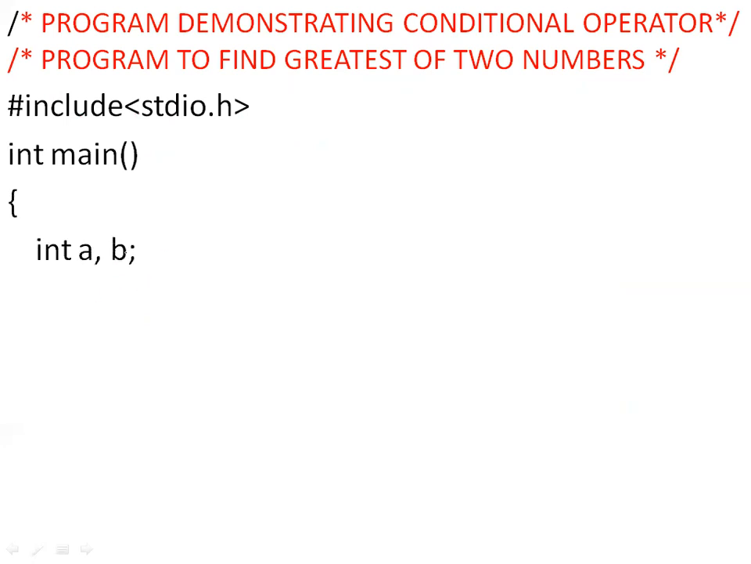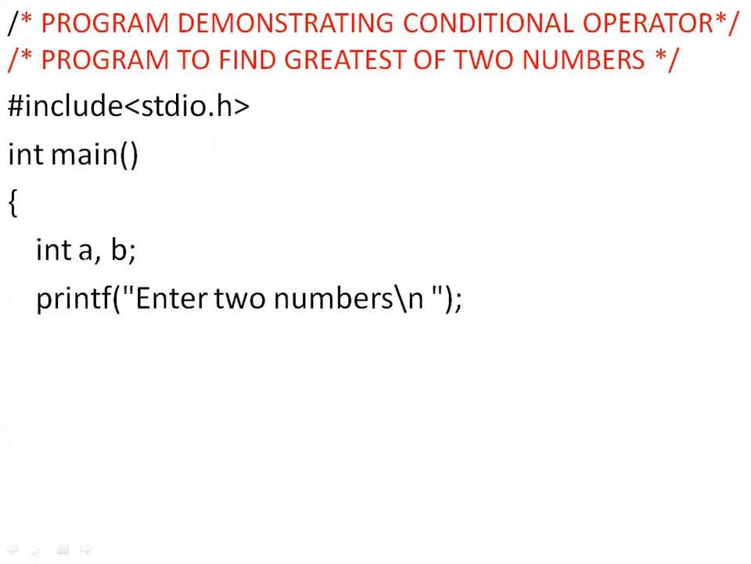Now let us write a simple program demonstrating this conditional operator. We'll take a program for finding the greatest of two numbers. So we'll demonstrate the greatest of two numbers using the conditional operator. The first line is to include the header file, then write the main function, begin the main, then declare two variables here. To find the greatest of two numbers, we declare two variables, a and b of integer type.